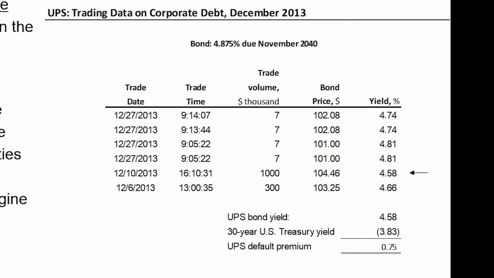So let's look at this. This is UPS trading data for their 4.875 bond that's due in 2040, right? So this was a 30-year bond. Remember, we're doing our UPS analysis in 2013, so there are 27 years left on this bond. We can look at the trades that were recent in December, so December 27 in 2013 back to December 6 in 2013.